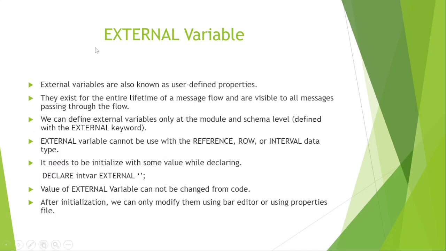The external variable is also known as a user defined property, sometimes shortened to UDP. They exist for the entire lifetime of a message flow and are visible to all messages passing through the flow. We can define the external variable at module level and schema level with the help of the EXTERNAL keyword.